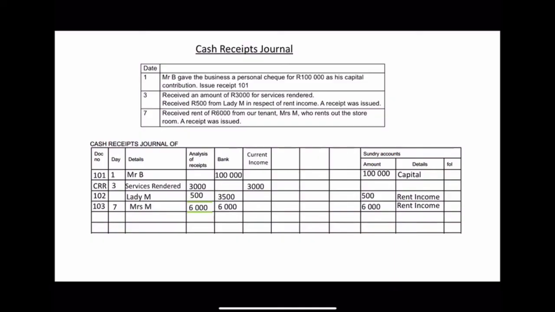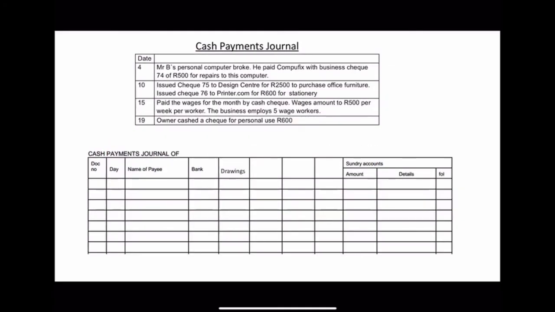Now that we have no more transactions in our cash receipts journal, we can total all the columns up to get your totals. You will get a mark for it. If you were posting to the general ledger, you would have to fill in your references in the folio column. Please note, I've left something out. It says the cash receipts journal of. I have not put the name or the month, but please don't forget to do that. Next, we will look at the cash payments journal.